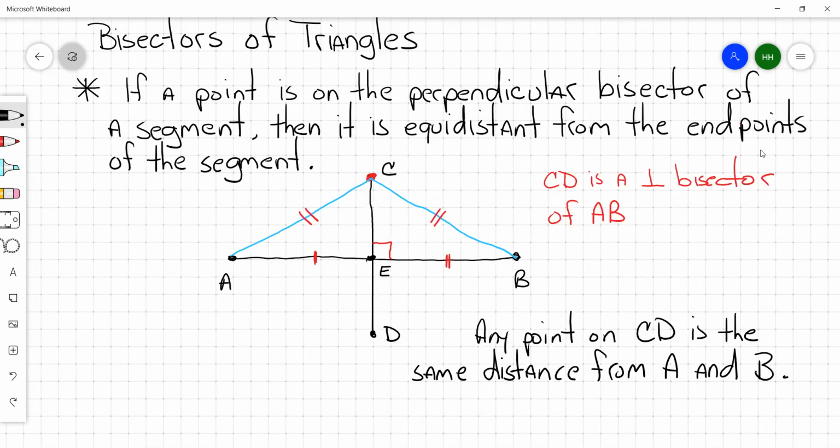So if there was another point right here, point F, it's on a perpendicular bisector. That means F to A would be the same distance as F to B. These two distances would be the same. Any point on CD, since it's a perpendicular bisector, is the same distance from A as it is to B.